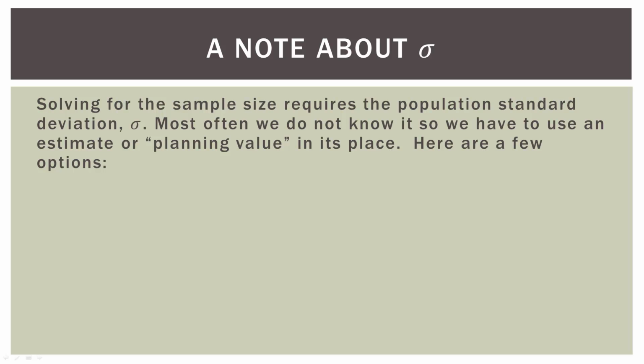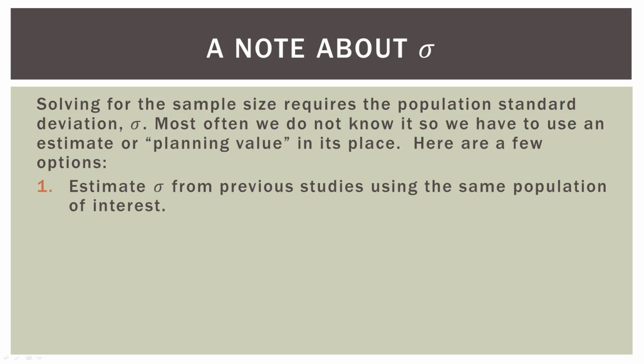So here are a few options to do that. We can estimate sigma from previous studies that used the same population of interest. Many research studies are about replicating some other person's study. So if there is an agreed upon population standard deviation within the research literature, we can go ahead and use that for ours. Or there might be some industry standard if you're working in business. So again, you just have to look at what data you have, what previous studies there might be, or something of that nature.